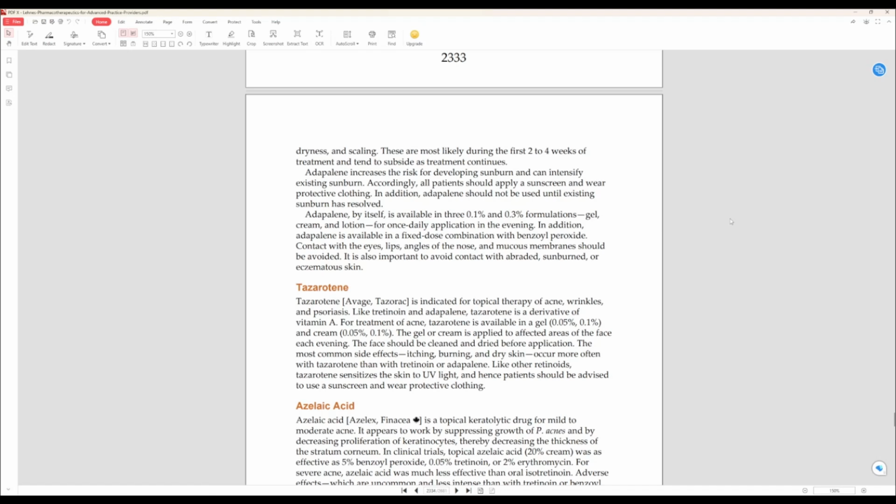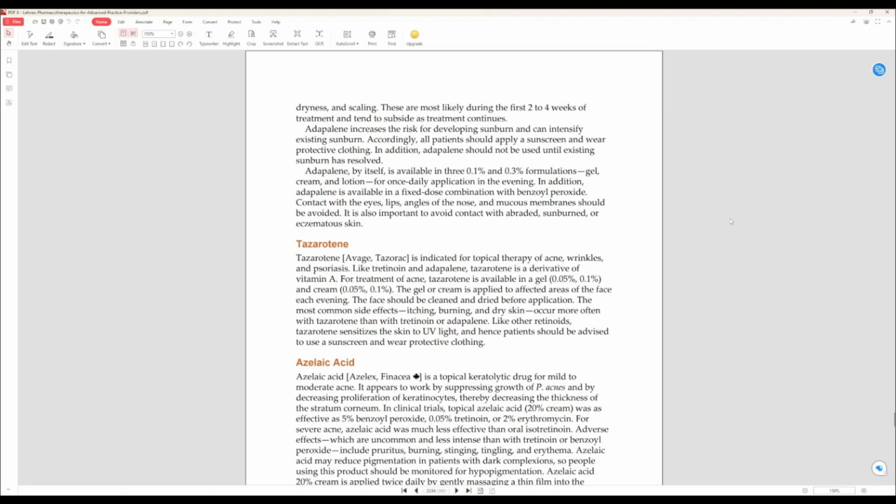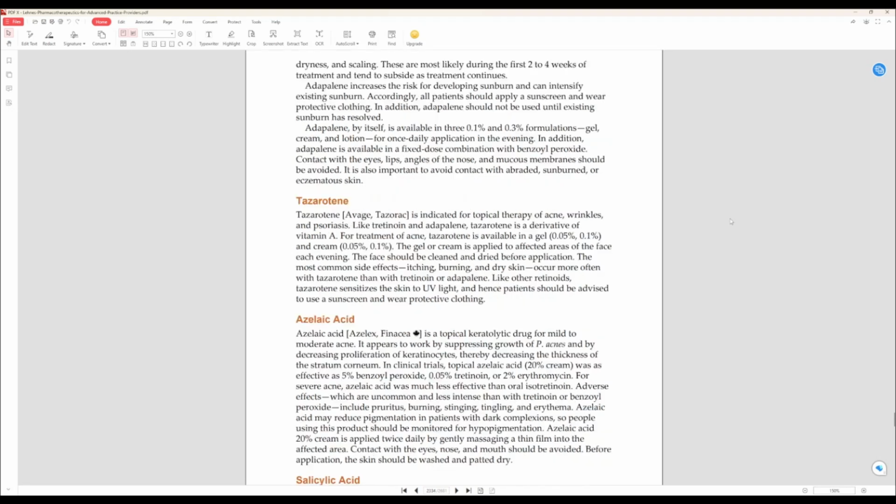The face needs to be cleaned and dried prior to its application. The most common side effects include itching, burning, and dry skin, which occur more often with tazarotene than with tretinoin or adapalene. Like any other retinoid, tazarotene sensitizes the skin to UV light, and therefore patients need to be advised to wear sunscreen and protective clothing.